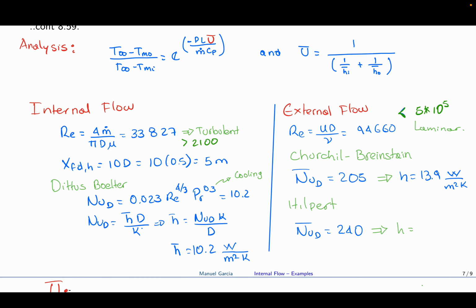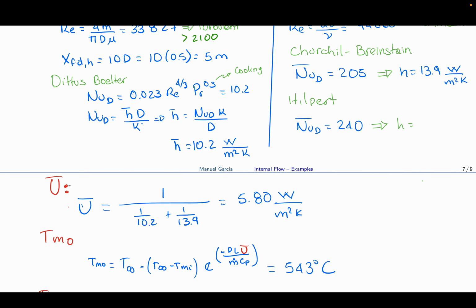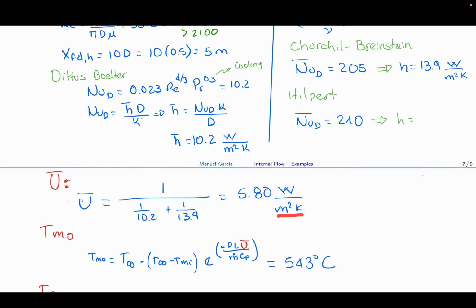So with those h values, now we can use this equation to solve for the mean temperature at the outlet. So U is equal to 1 divided by 10.2 plus 1 divided by 13.9. So we got 5.80 watts per meter squared Kelvin.